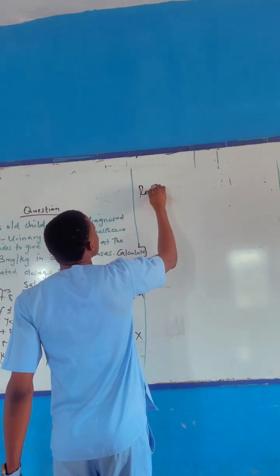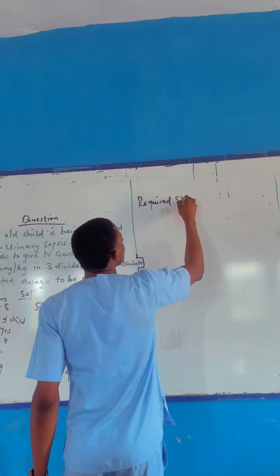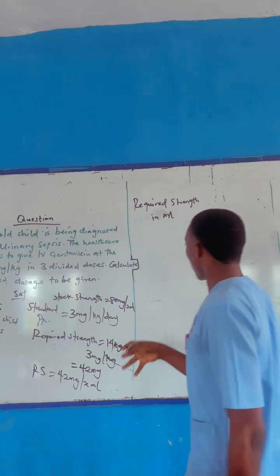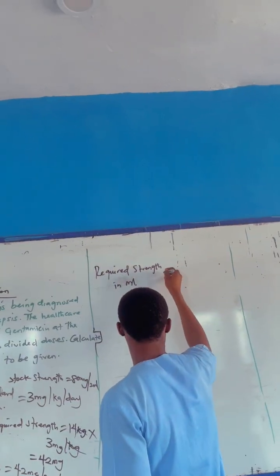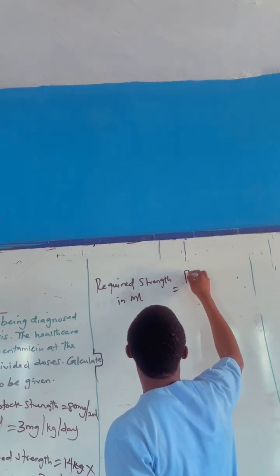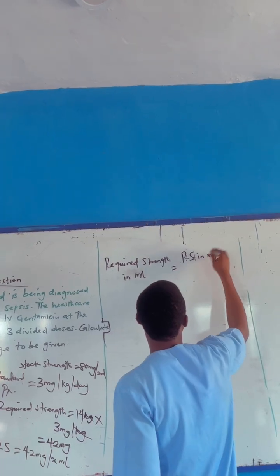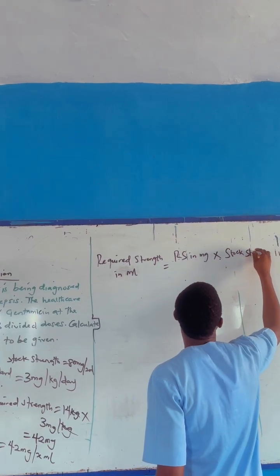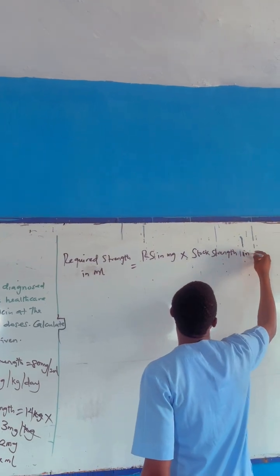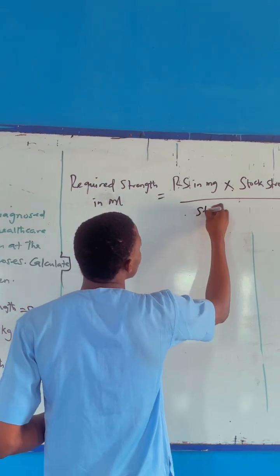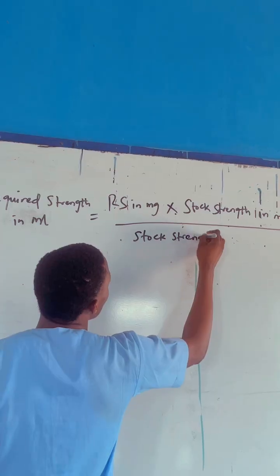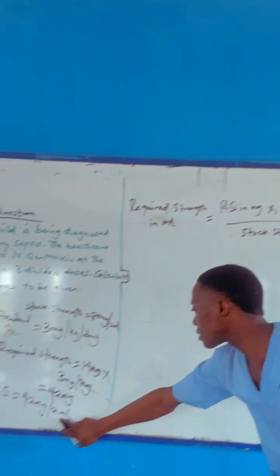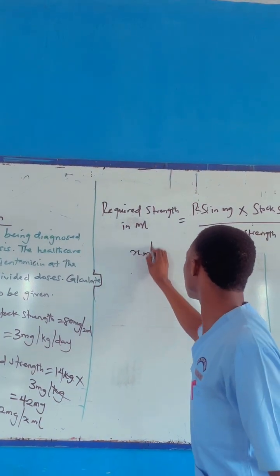So we say required strength in ml is equal to our required strength in milligram times our stock strength in ml over stock strength in milligram. So that's what we are looking for now: our required strength in ml, which we assume to be x ml.